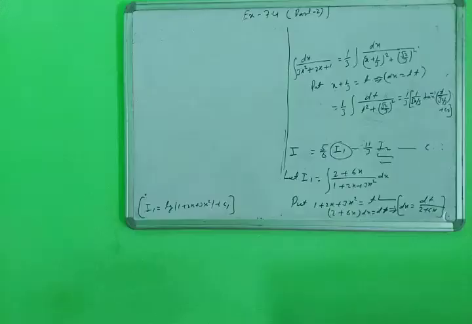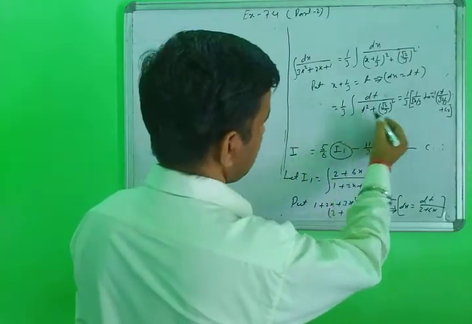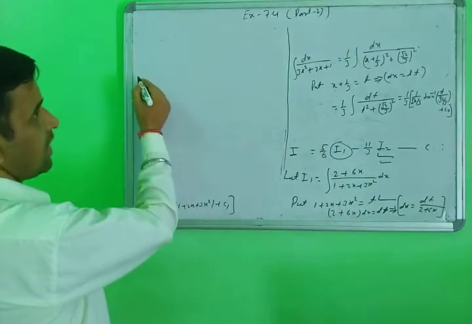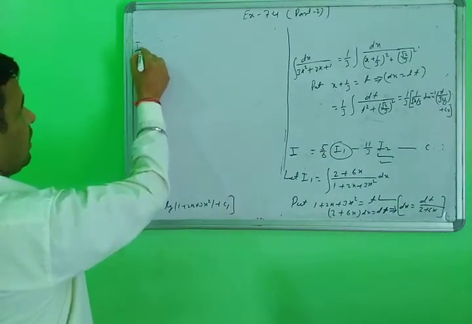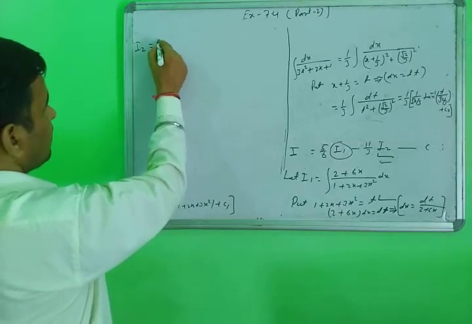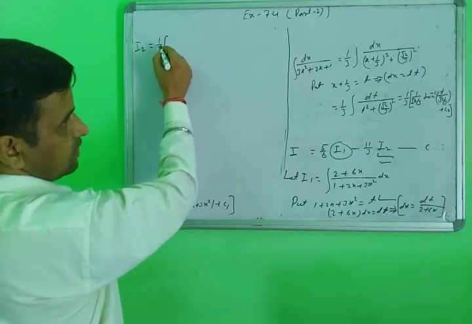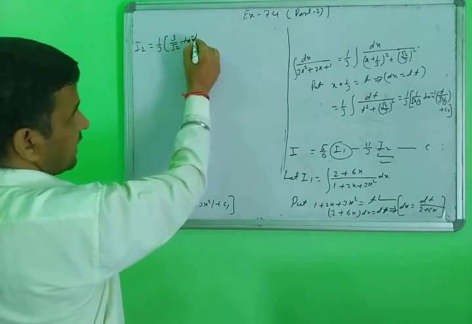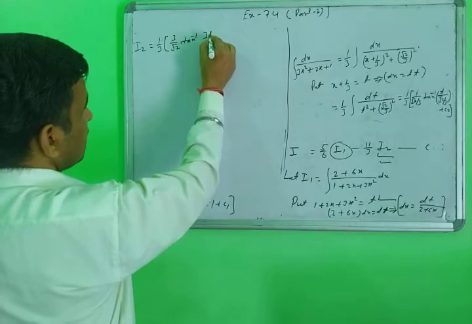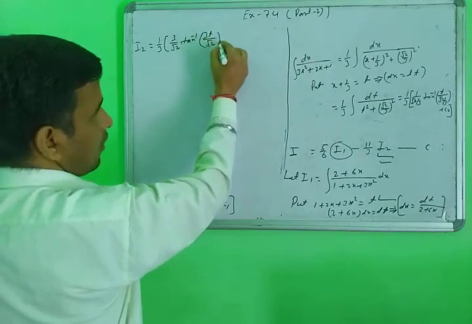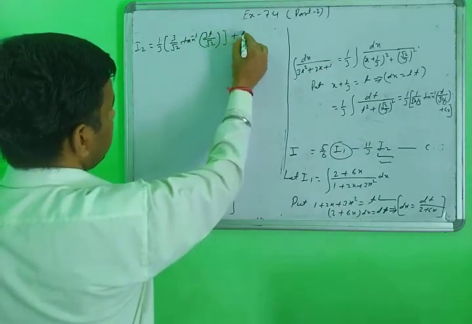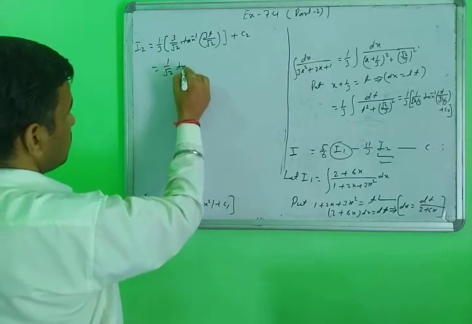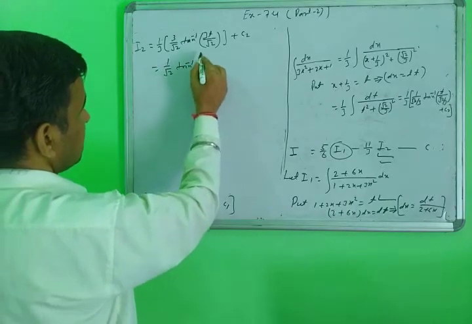Then, yes students, for I1 it is 1 by 2 root 3 tan inverse of 2 by 3 plus c1. What is left here? I2. The value of I2 is 1 by 3, and then you will write 3 upon root 2 tan inverse of 3t upon root 2 plus c2. This 3 will cancel, only 1 by root 2 tan inverse 3t is left.